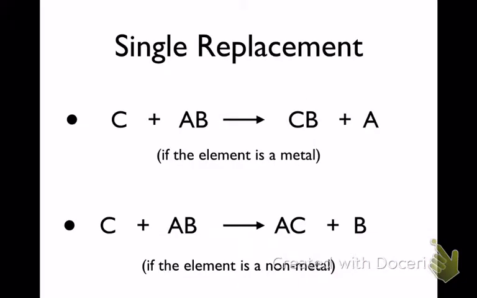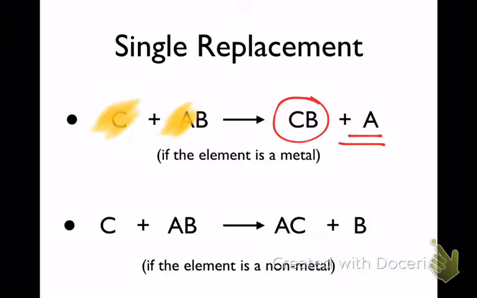Now let's look at a second type of reaction, and these are called single replacement reactions. In these, you'll have an element, in this case C. In this first example, I'm assuming that C is a metal. And so I've got an element potentially reacting with an ionic compound. And the thing is, C, if it's a metal, can only replace another metal.